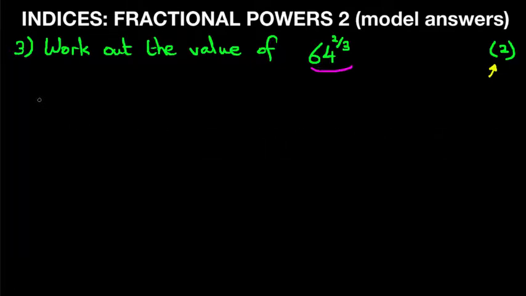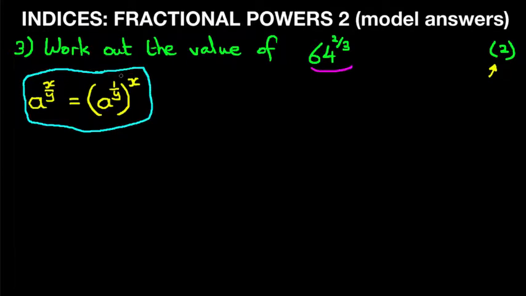Now the formula we're going to be using is the same one. A to the power of x over y equals a to the power of 1 over y, brackets to the power of x. Again, let's just highlight that this is the formula that we're going to be using. So we have 64 to the power of 2/3. Using our formula, this becomes 64 to the power of 1/3, brackets to the power of 2. So we have separated the 2/3 out.